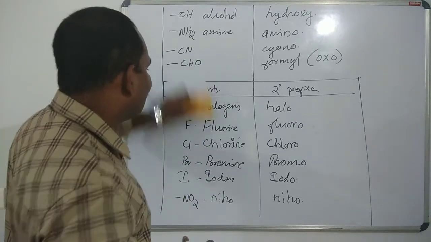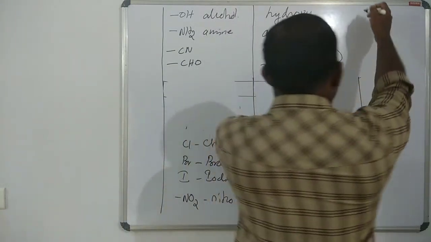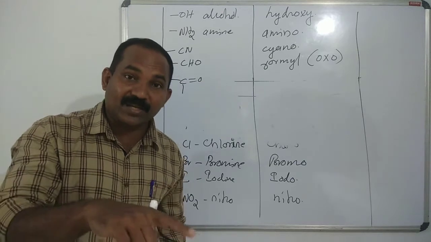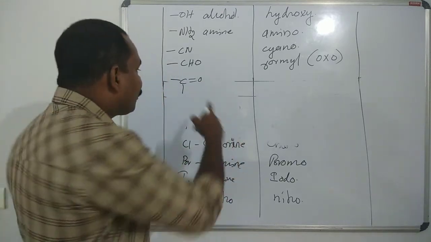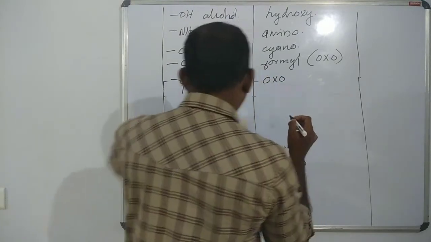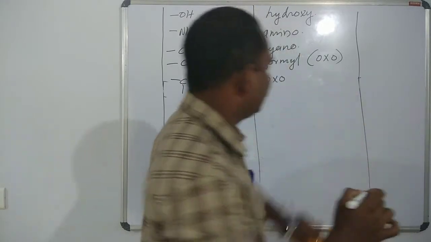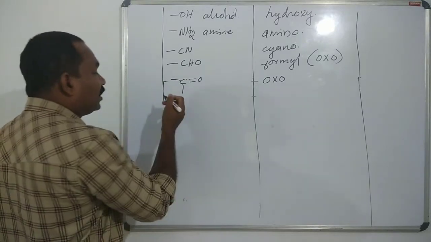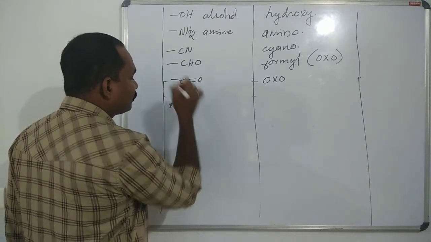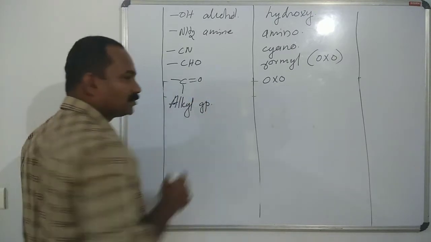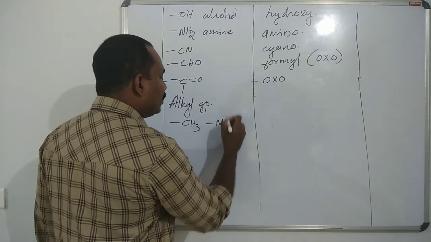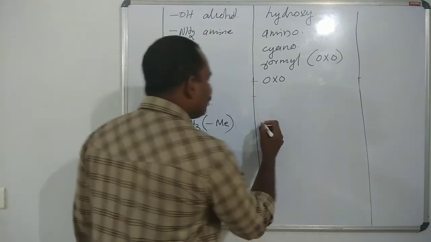Next is ketones. The keto group comes as a substituent. When the keto group comes as a functional group, we use one. But when it comes as a substituent, we use oxo. Oxo is used as a secondary prefix. Are you clear? Then another one is alkyl groups. When an alkyl group comes as a substituent, for example CH3, or it is written as Me, the methyl group, methyl itself.